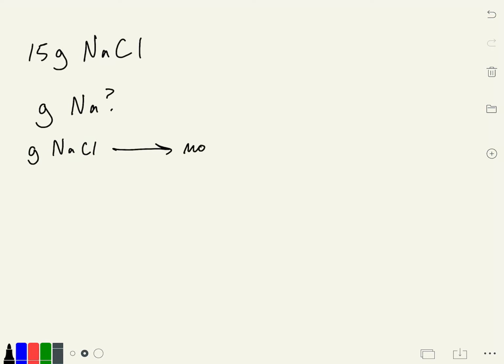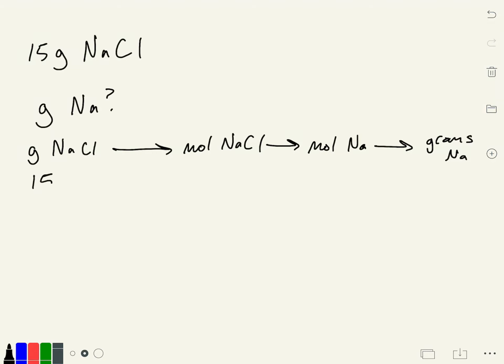Let's try another one. We have 15 grams of NaCl. How many grams of Na? All right. So this one we're going to have to go from grams of NaCl into moles of NaCl, moles of NaCl into moles of Na, and moles of Na into grams of Na. It's doable, right?